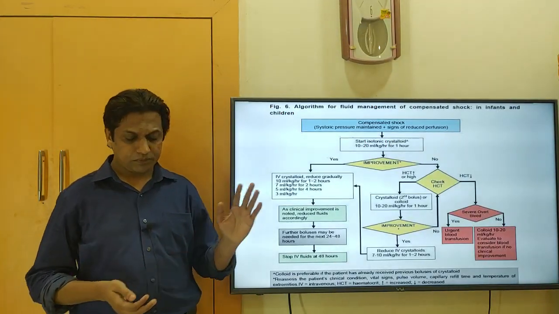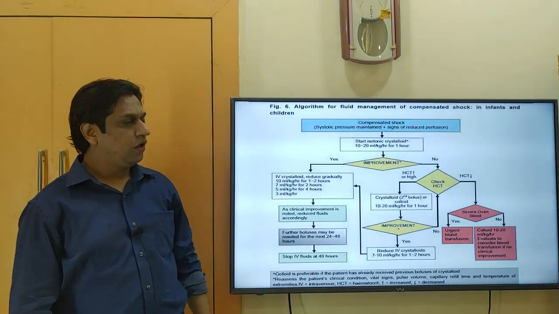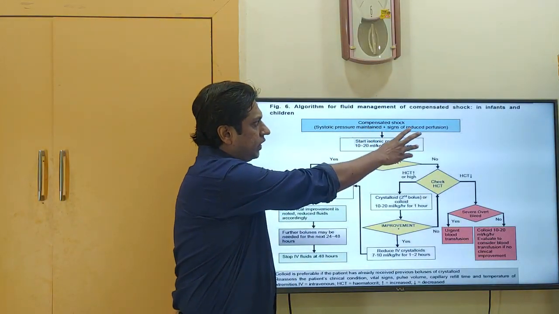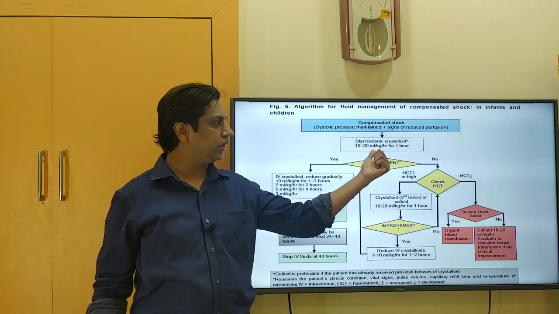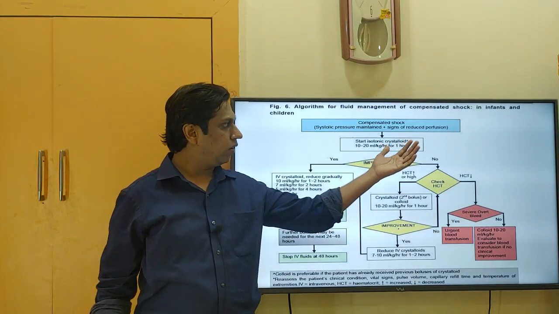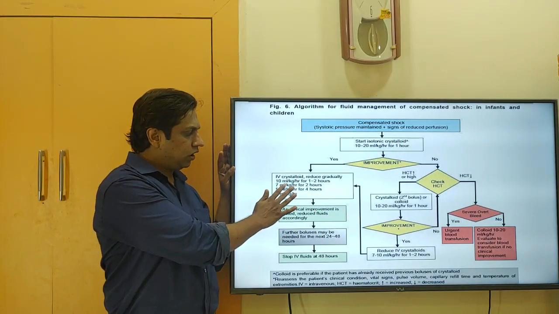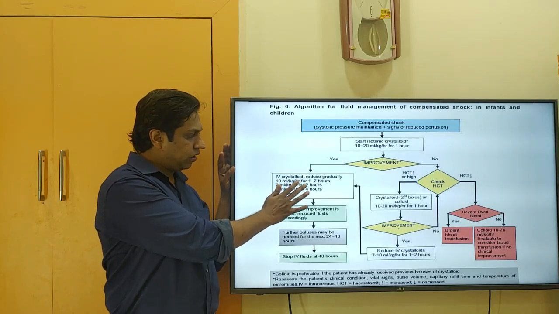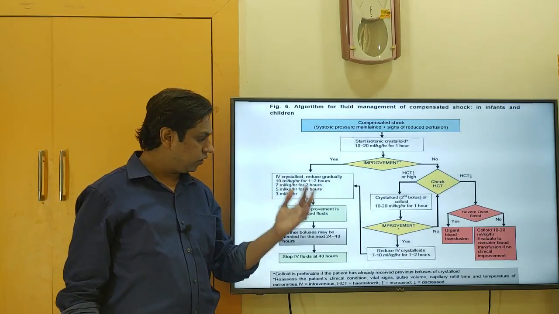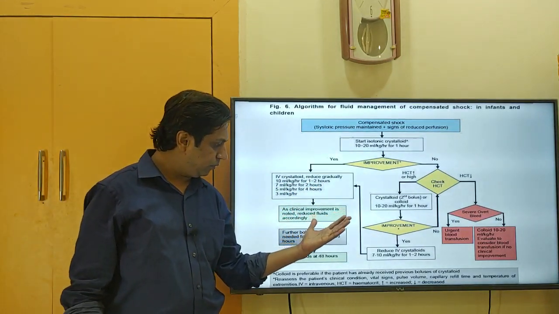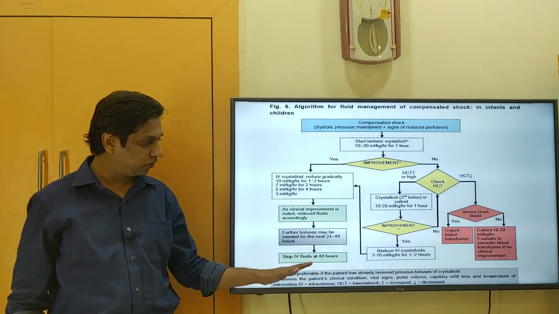Then this is a general algorithm for fluid management of compensated shock in infants and children. In compensated shock, the systolic blood pressure is maintained and signs of reduced perfusion are seen. So we have to start with isotonic crystalloid 10 to 20 ml per kg per hour for 1 hour. If there is improvement, then gradually we reduce the crystalloid to 10 ml per kg per hour, then to 7, 5 and 3 ml per kg per hour for the next 2 hours and 4 hours respectively. As clinical improvement is noted we reduce the fluids accordingly, and we stop the fluids after 48 hours if there is improvement.